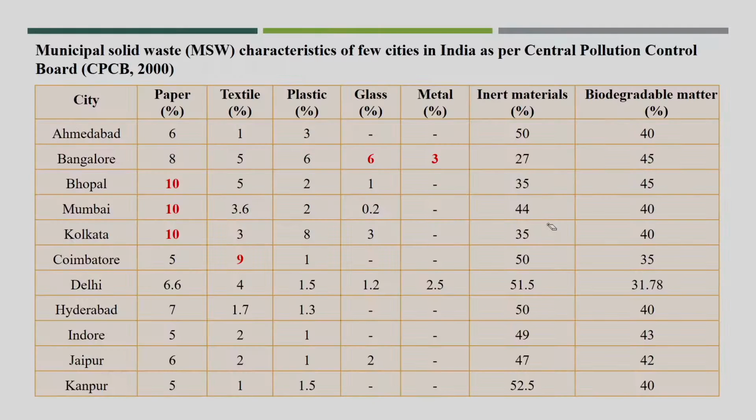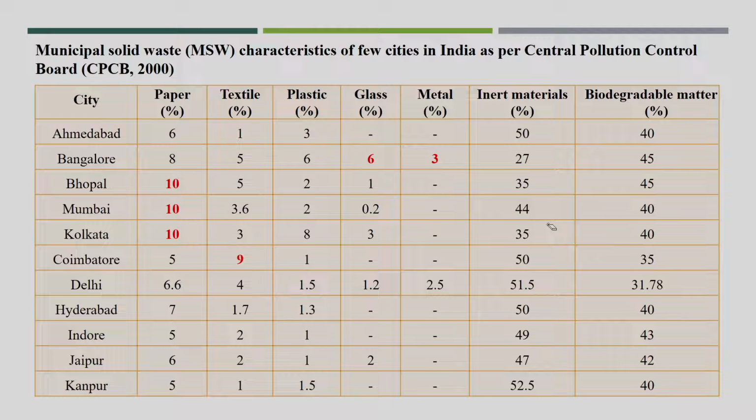We will give one example. This is one study done by the CPCB in 2000, on municipal waste characteristics of a few cities in India. If you see this data, you will see the paper and plastic quantity is very low. The plastic quantity in 2000 was 3%, 2%, a very small quantity. Paper quantity is also at most 10%.